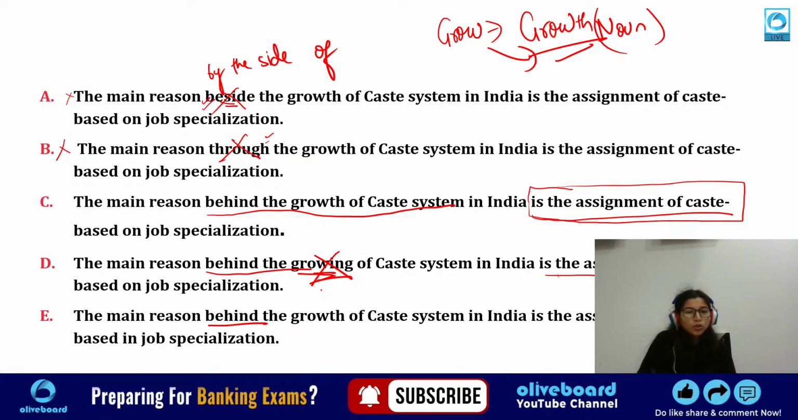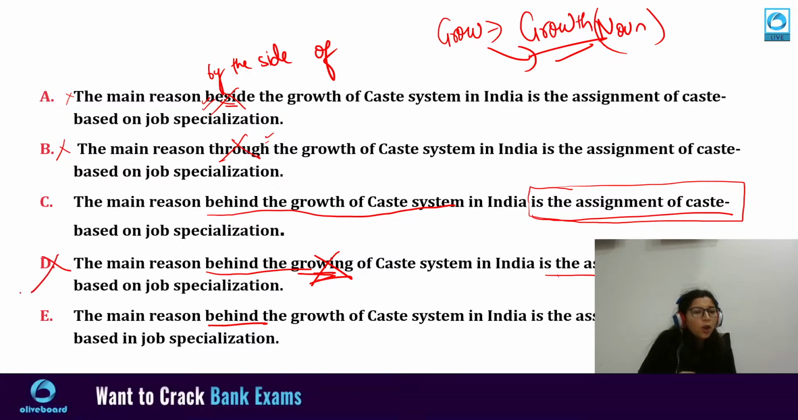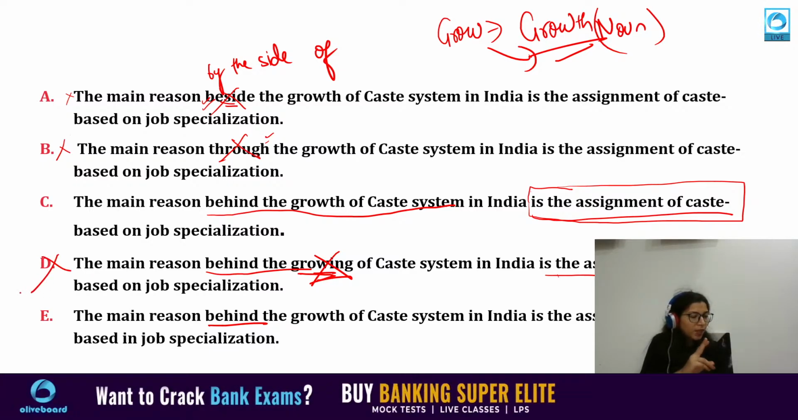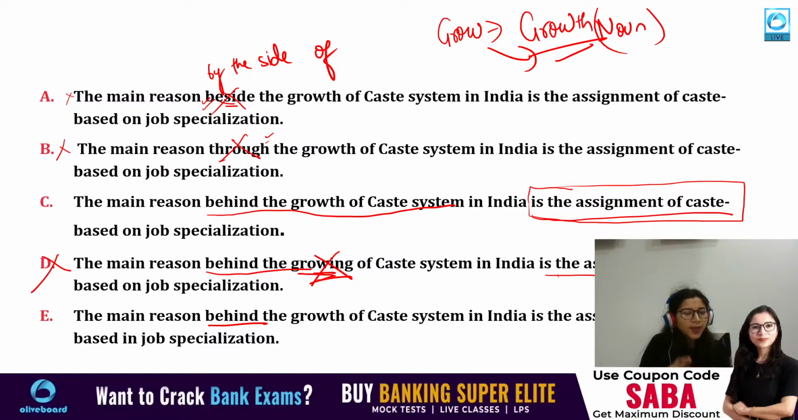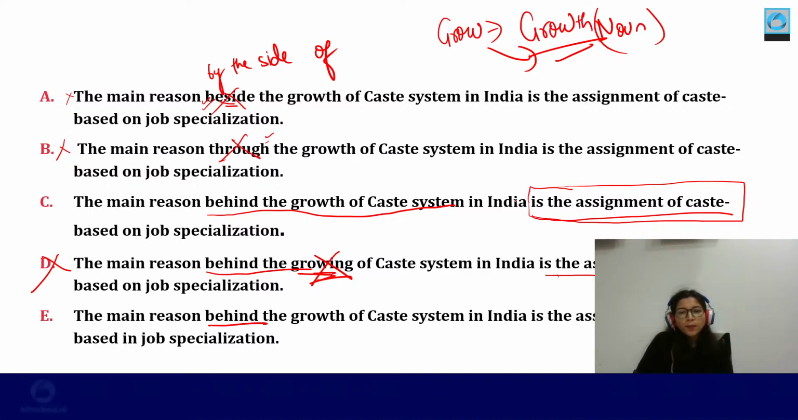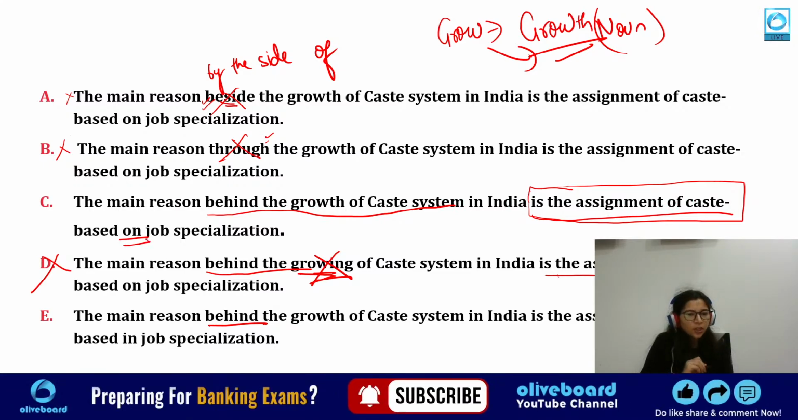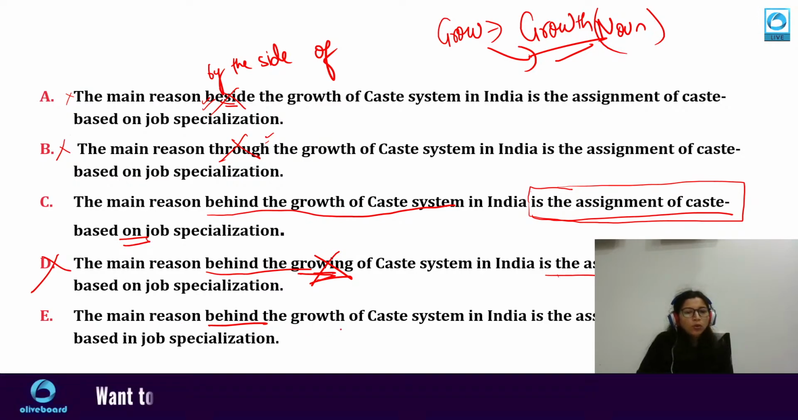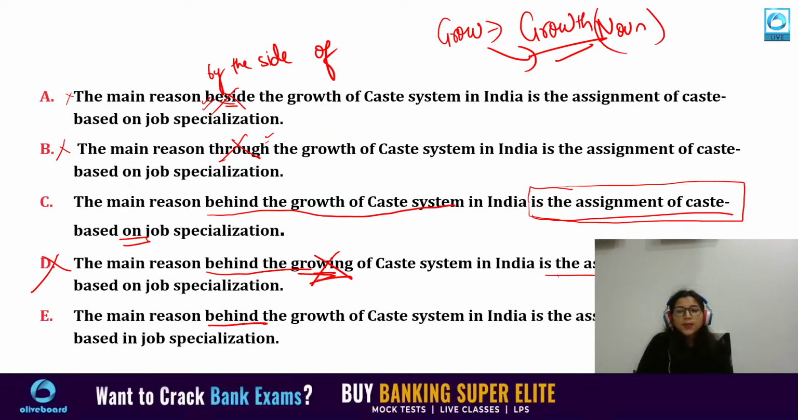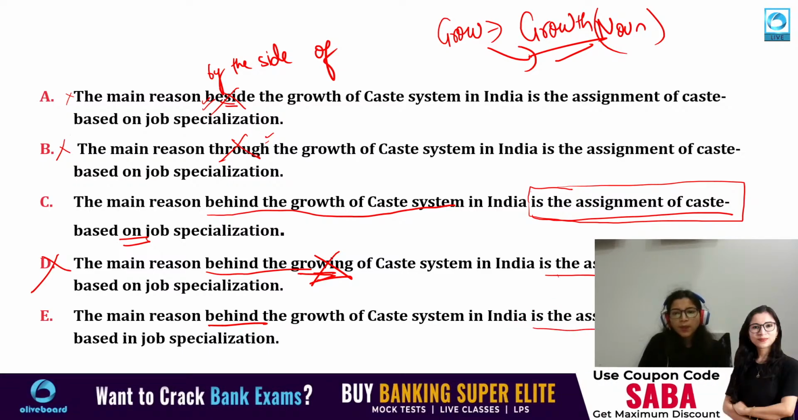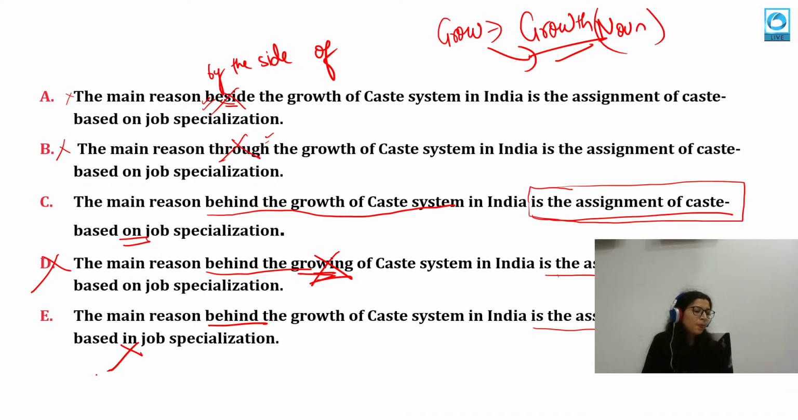There is a difference. So this growing is incorrect. So D option can be eliminated. Three options we have eliminated. Now let's see C and D. The main reason behind the growth of caste system in India is the assignment of caste system based on job specialization. And it is saying the main reason behind the growth of caste system in India is the assignment of, it is also the same, assignment of caste based in job specialization.